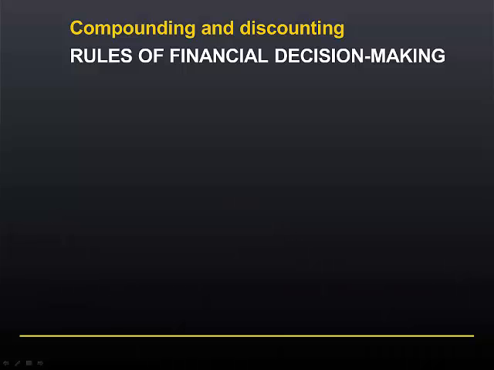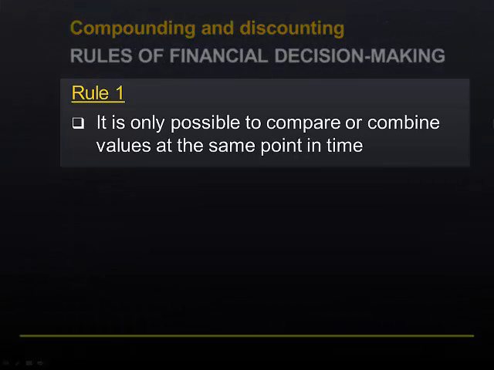Based on the concept of the time value of money, there are three rules that we have to follow in order to make financial decisions involving cash flows that occur at different points in time. Because of the concept of the time value of money, we can only compare or combine values, in other words, add them together or subtract them from each other, if those values relate to the same point in time. If we need to compare or combine cash flows that occur at different points in time, we have to adjust them so that they are all expressed as equivalent values at the same point in time.